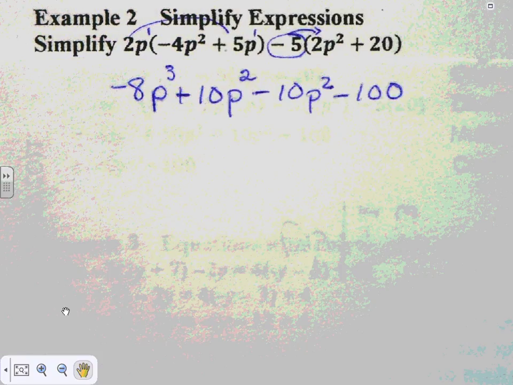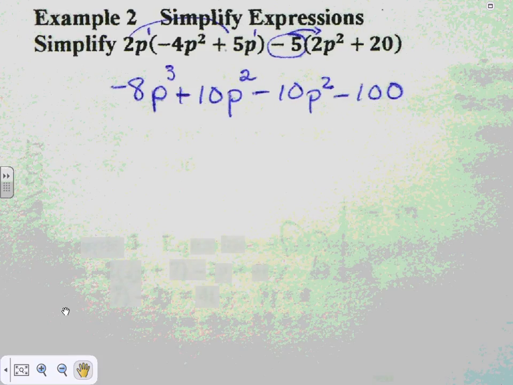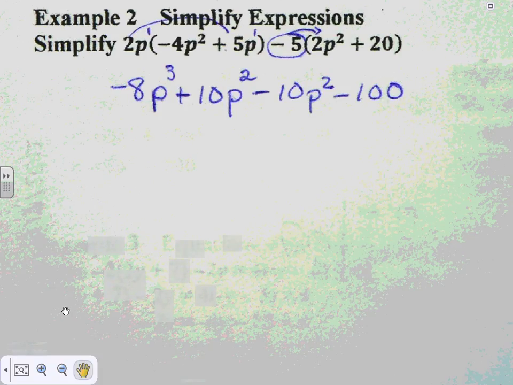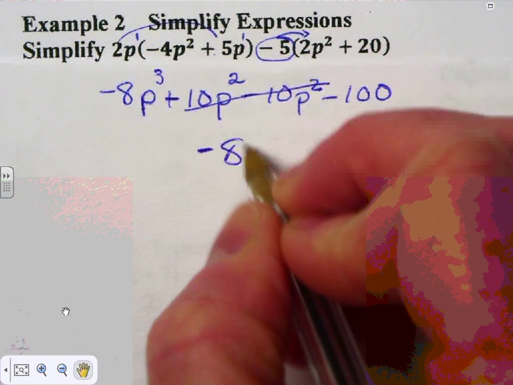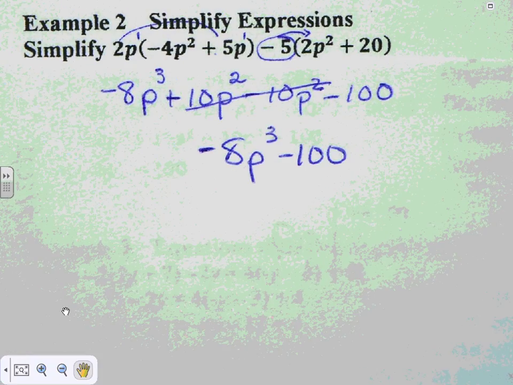Now, do you see anybody who has matching exponents? Yes. So what do we have to do? Because they both have p squareds, we need to add them together. What is a positive 10 and a negative 10 going to do? Cancel. They're going to cancel out, right? Because they're opposites. So your final answer is going to be negative 8p to the third minus 100. And that's your answer. We good?